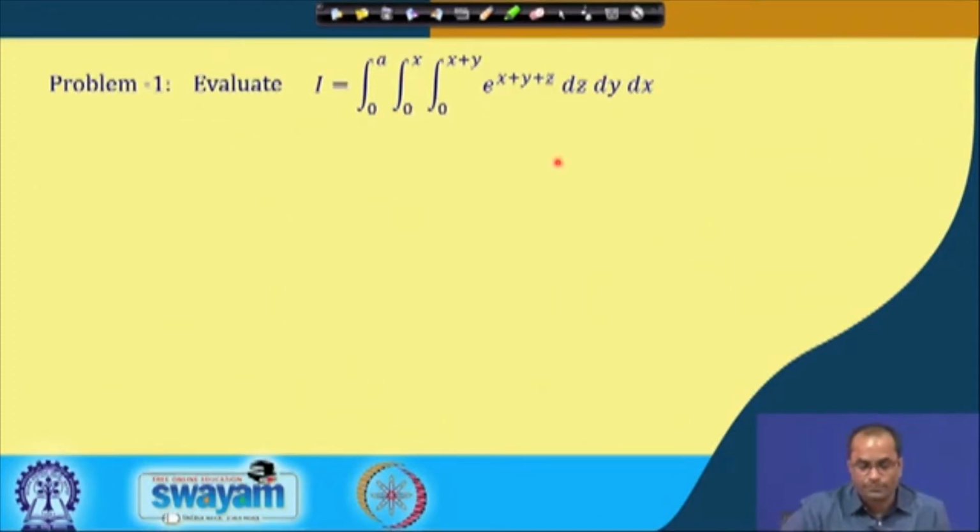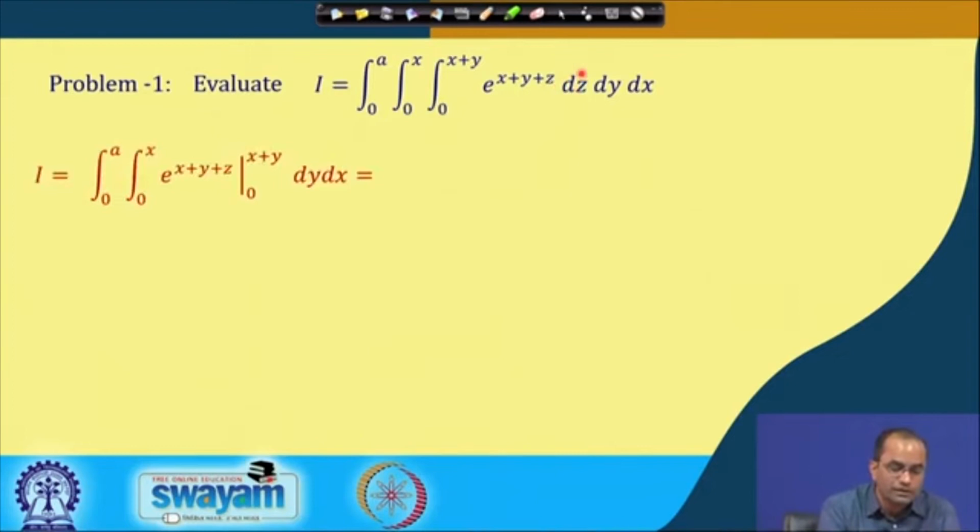So, if you want to integrate this, first we need to integrate with respect to z. When we integrate the function e power x plus y plus z with respect to z, naturally x plus y will be treated as constant. The integral of e power x plus y plus z will be again the exponential function e power x plus y plus z, and there is no factor sitting with the z. We have to put now the limits: the lower limit is 0, the upper limit is x plus y.